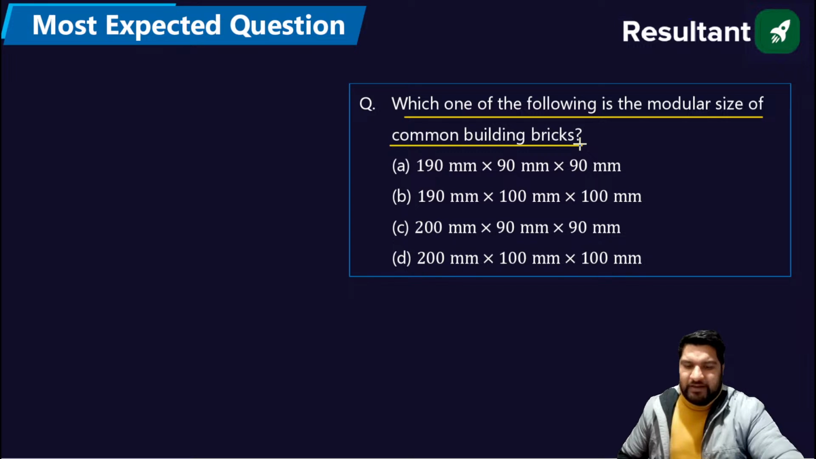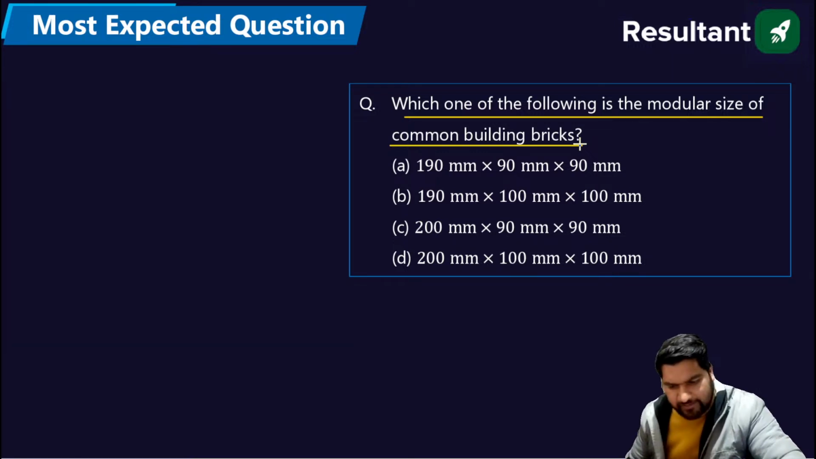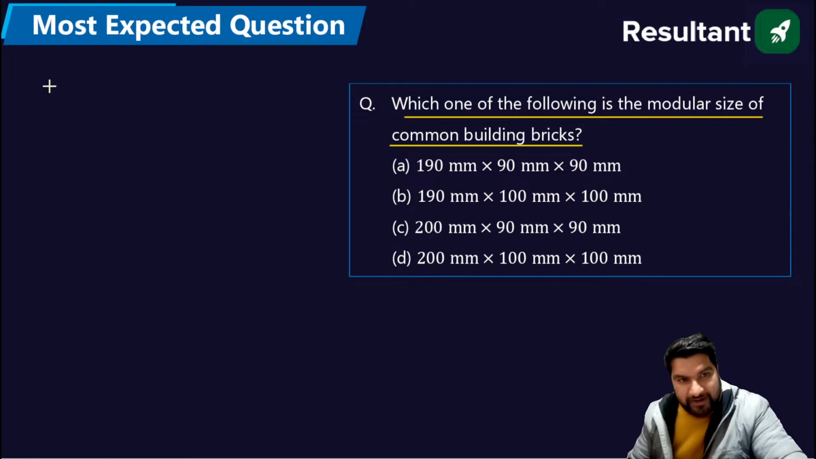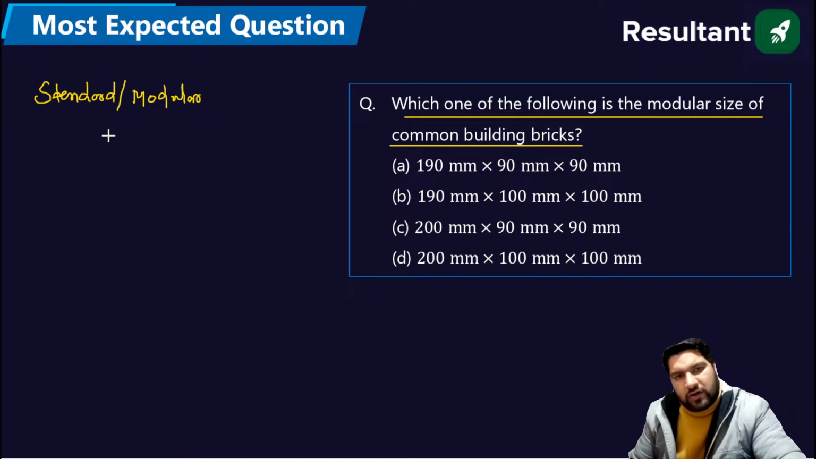So it is commonly building brick. What is the answer? If I talk of the size of the standard brick, that is also called the modular size. The size is 19 centimeter multiplied by 9 centimeter multiplied by 9 centimeter.